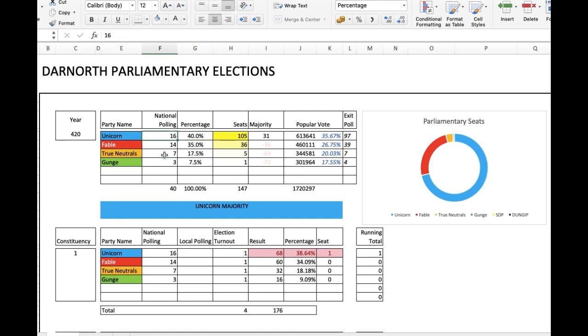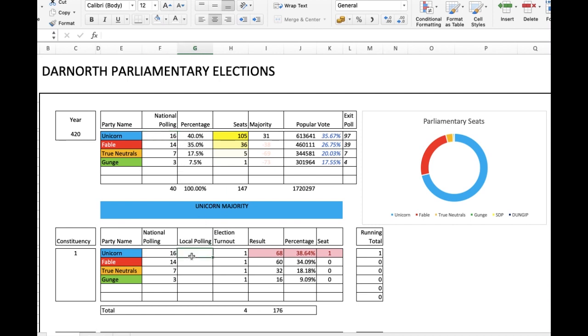So the Unicorn Party here have 16, Fable 14, True Neutral 7, Gunge 3. In this first election cycle I did, in the year 420, nice, there were 4 parties running. And as you can see, it turned into a Unicorn majority this time. We'll get to why that happened later on. So that's how the national polling was decided.